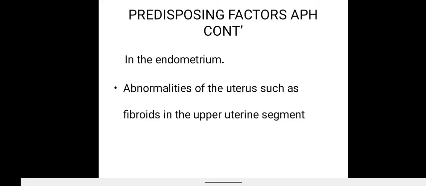Also abnormalities of the uterus such as fibroids in the upper uterine segment. As a result, the placenta will be embedded in the lower segment if there are carcinomas, or let's say fibroids, on the upper segment of the uterus.